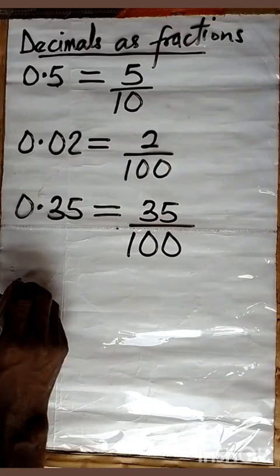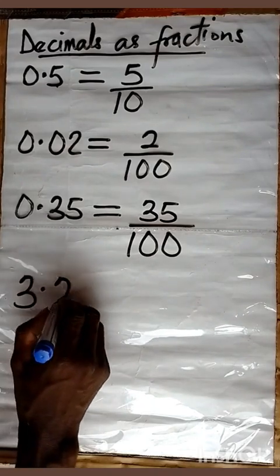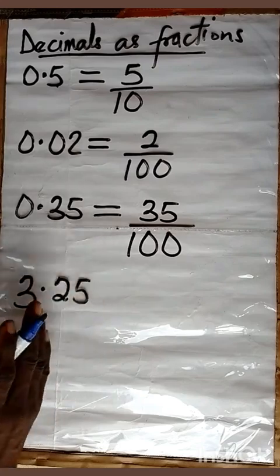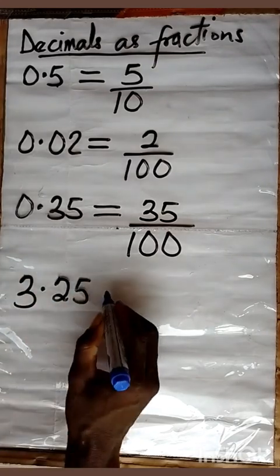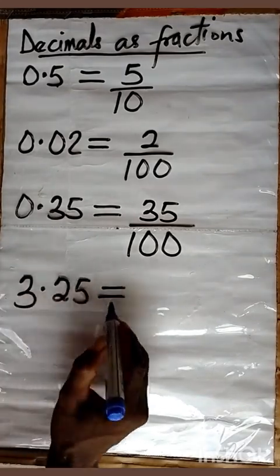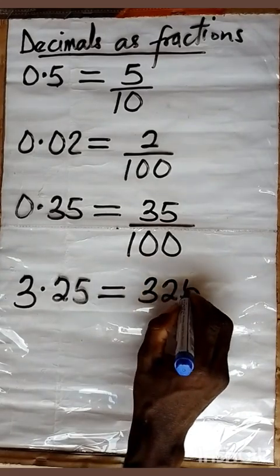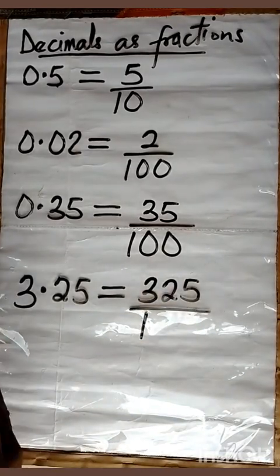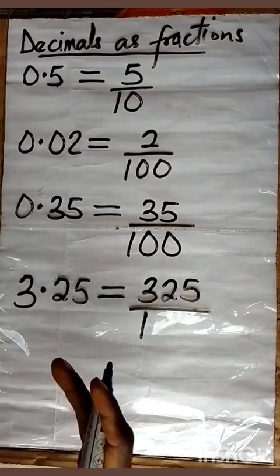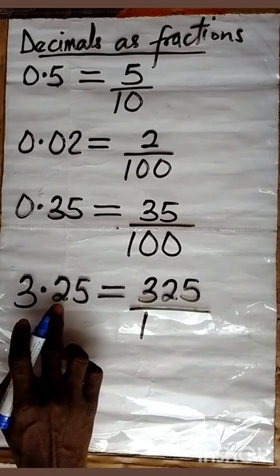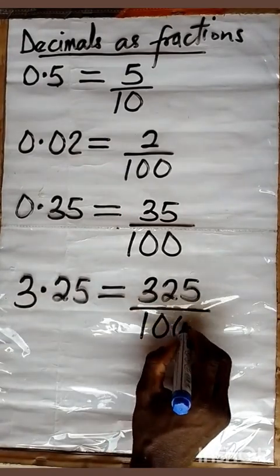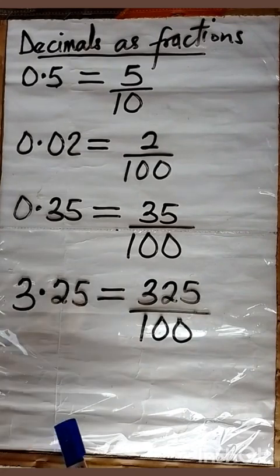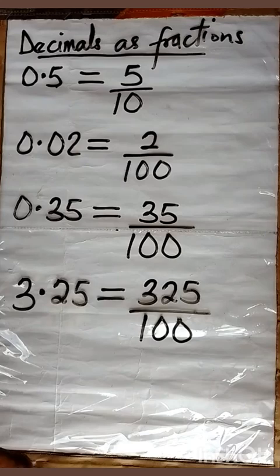Now, if I have something like 3.25, this one has a whole number part and then the decimal. The number here is 3, 2, and 5. So we have 325 over 1, the decimal still represented by 1, and we count the number of digits after the decimal: 1, 2. So we have 2 zeros. Now, these are ways by which we make our decimal numbers become fractions.